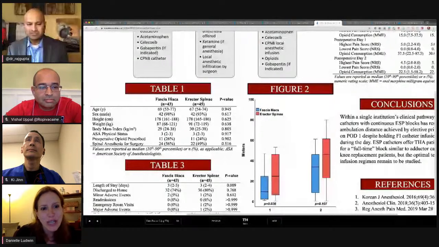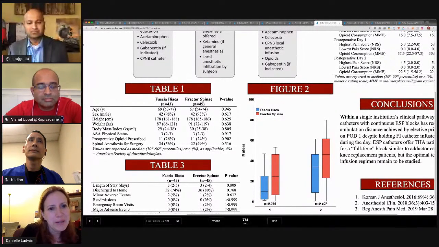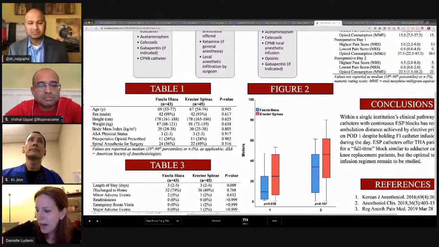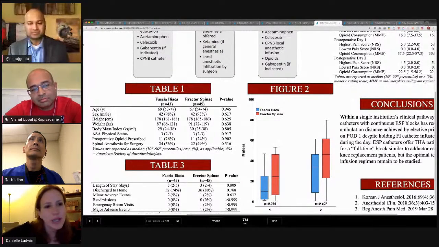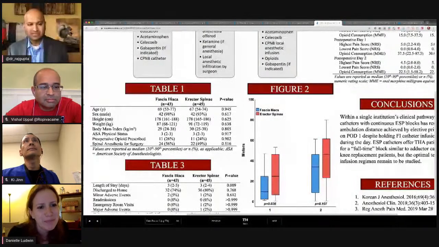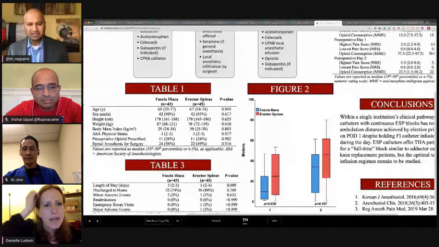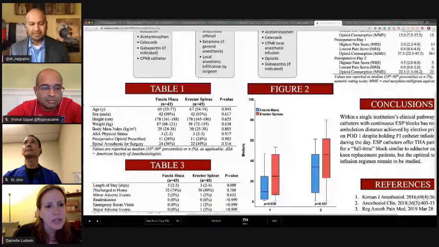It would be really interesting if this study compared their typical regimen with fascia iliaca catheters and erector spinae catheters versus just the other interventions that they do, but no catheters, just to get a sense of how far those patients walk. That would be interesting to look at. But I do think ambulation is an important endpoint, and I think a lot of studies do look at that. I was interested, they did say that postoperatively for these patients, they do cryotherapy.